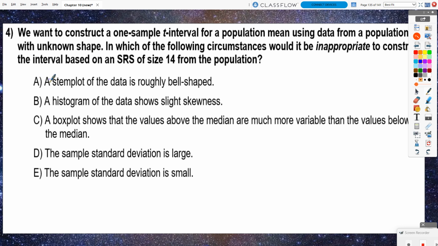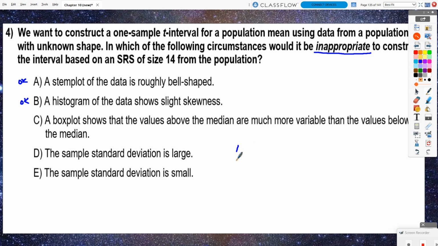So, a stem plot of data is roughly bell-shaped. Well, that's okay. That doesn't have strong skewness or outliers. And again, we're trying to find the one that is inappropriate. So A works out. B, a histogram of data shows slight skewness. Slight skewness is okay. C, a box plot shows the values above the median are much more variable than the values below the median. Now, this is a very awkwardly worded statement.